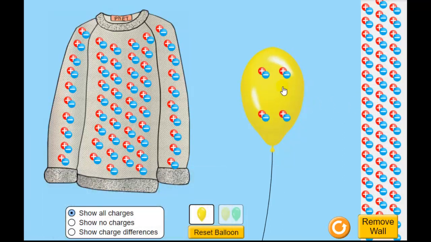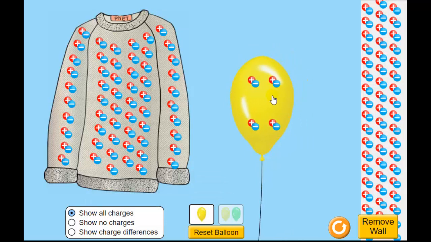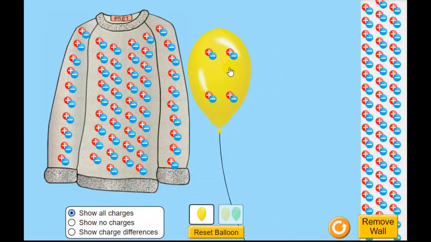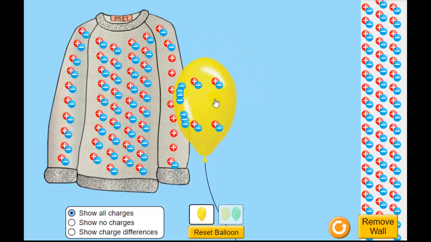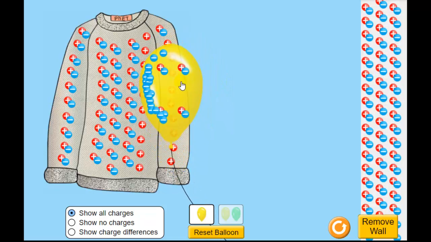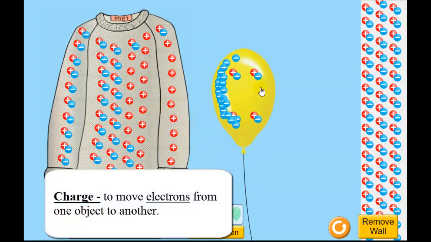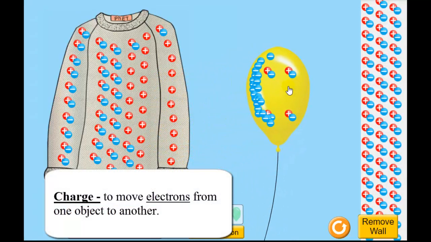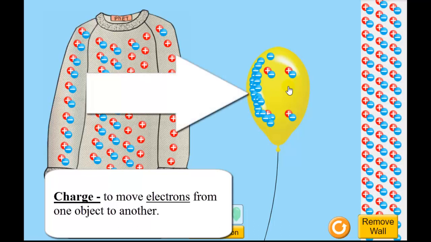Well, I can take this balloon and I can move it, and watch what happens when I bring it to the sweater. I can force some of those electrons to attach themselves or move over to the balloon. If that is the case, we have charged the balloon. You will notice that there are too many electrons right here on the balloon. We call this a negative charge.